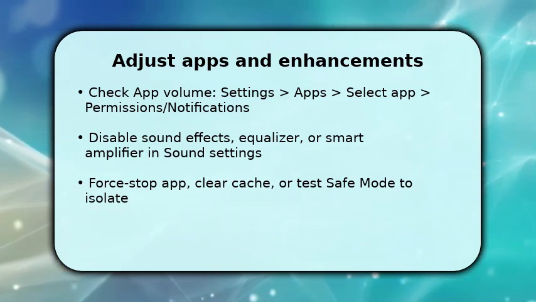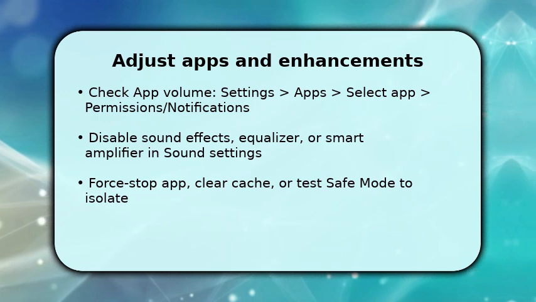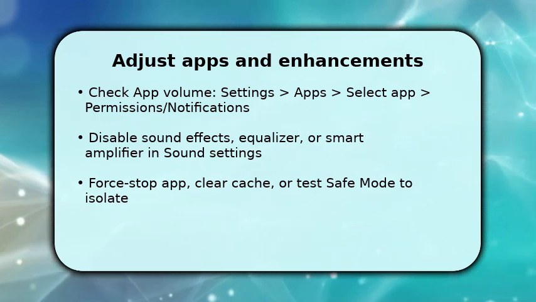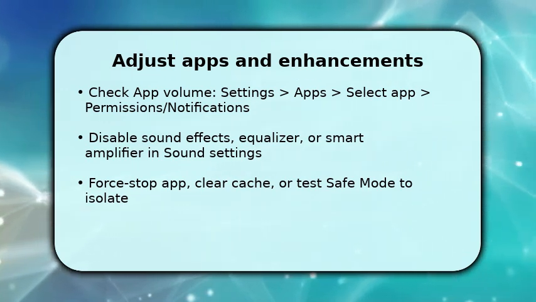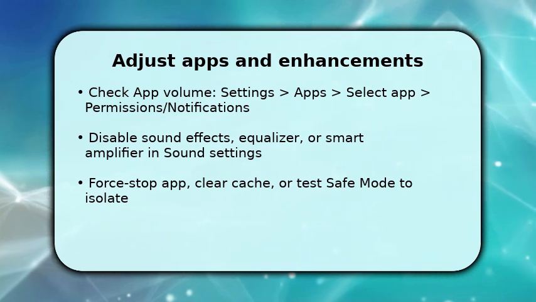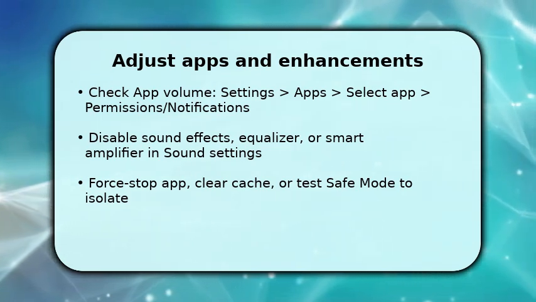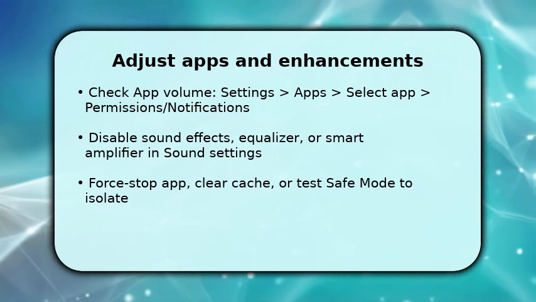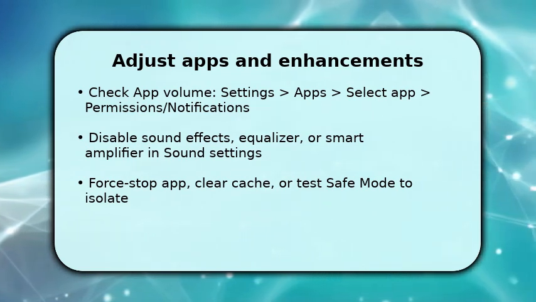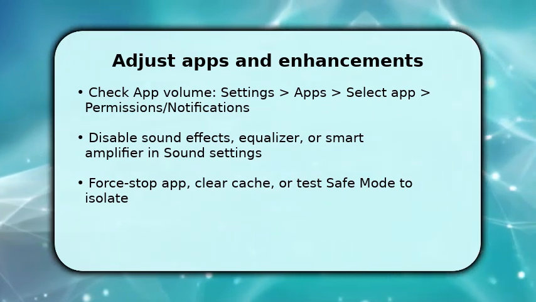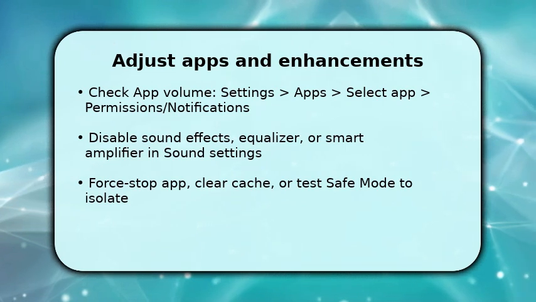First, select the problematic app in Settings Apps, then force stop it and clear its cache, relaunch and test. Next, disable any equalizer, smart amplifier, or sound effects in sound settings because these can mute or limit media volume. If the phone still misbehaves, reboot into safe mode to see if a third-party app blocks volume.